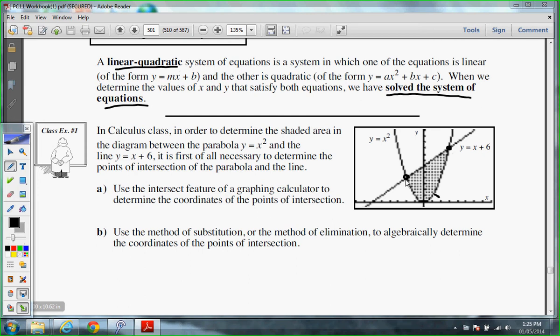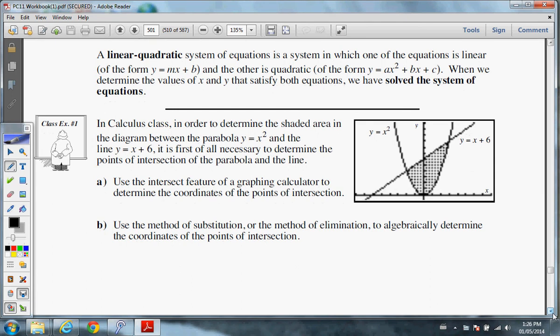So when you get to calculus, you're going to end up finding the area of the shaded region someday. Okay, but for now, we're just going to focus on getting these intersection points, because that's kind of the first step in doing that. You've got to identify the intersection points so you can set your limits on the area of the curve that you're finding. Okay.